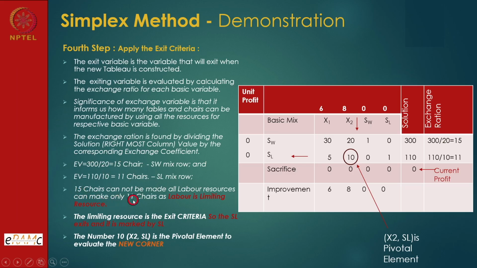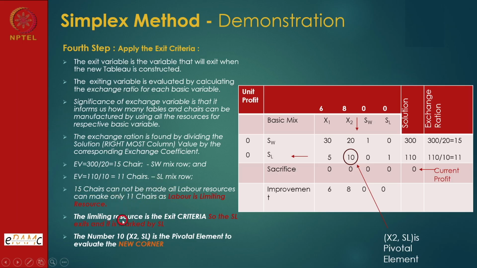We have 15 chairs here. You see, 15 chairs cannot be manufactured, because it will cross our resources. So what is left is 11 chairs. Okay, so 11 chairs is the answer.